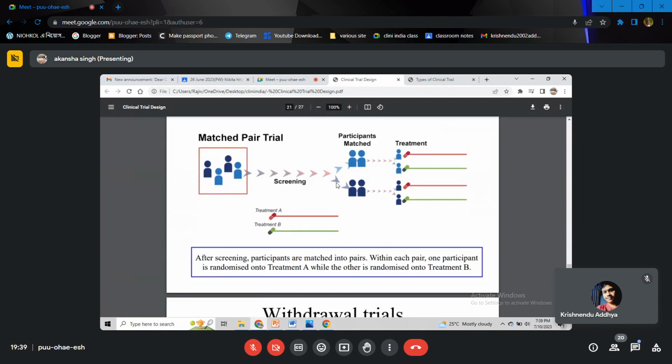Understood? So after screening, participants are matched into pairs. Within each pair, one participant is randomized onto treatment A, the other will be randomized to treatment B. This is called match pair. Okay, understood? Match pair.